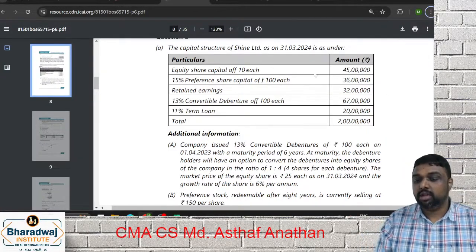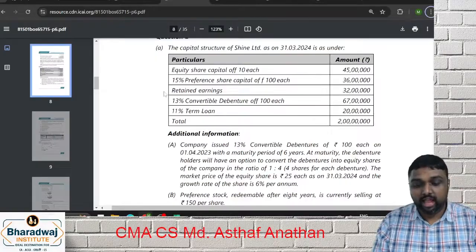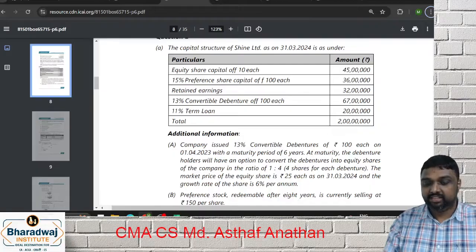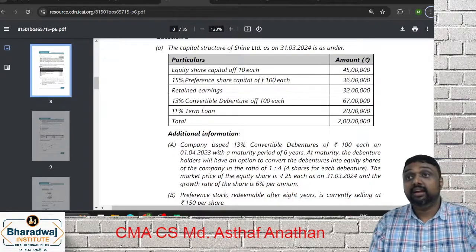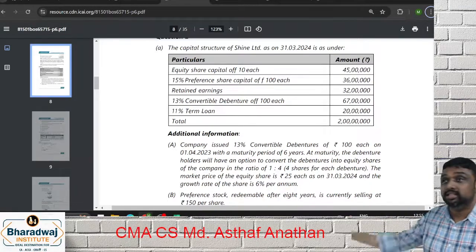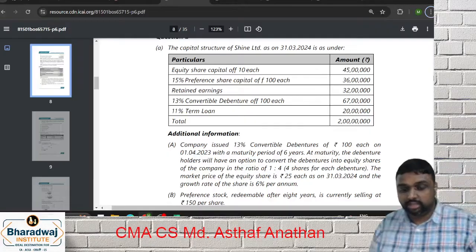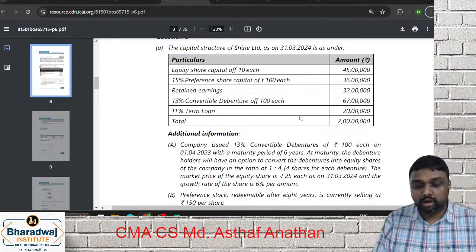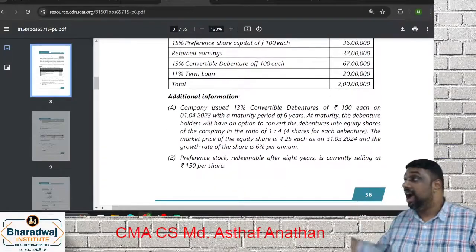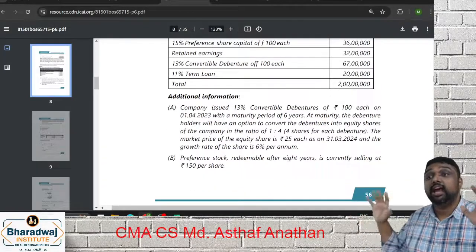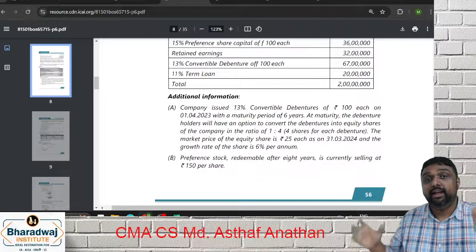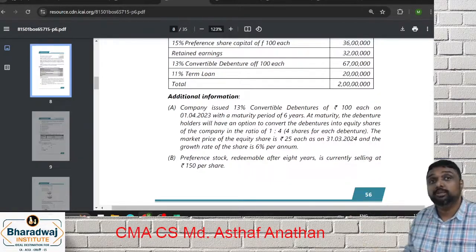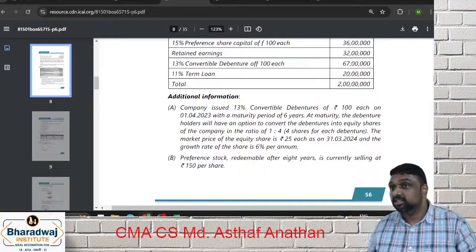Equity shares, face value 10, total value 45 lakh. 15% preference shares of rupees 100 each. Retained earnings are there. 13% convertible debentures, face value of 100. 11% term loan, and the total is 200. Additional information. See, this kind of convertible adjustment we did not do in our regular class. It's an additional concept covered in CA Inter. We are going to learn this also.